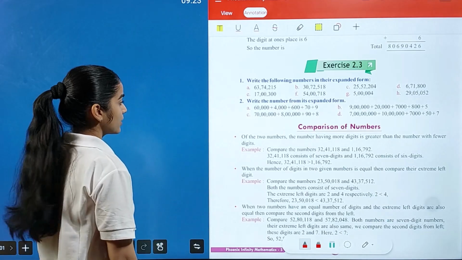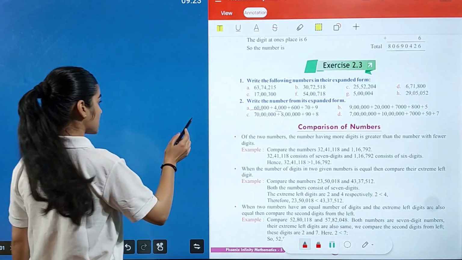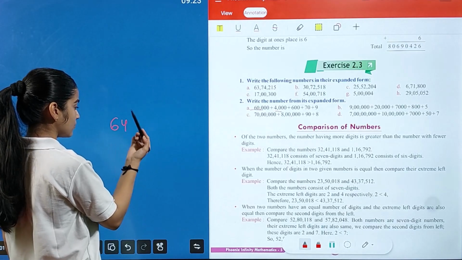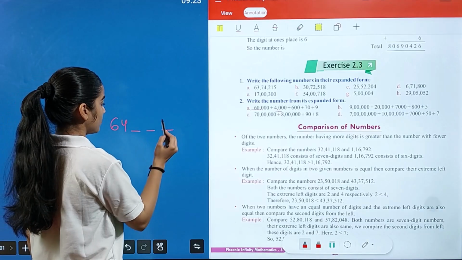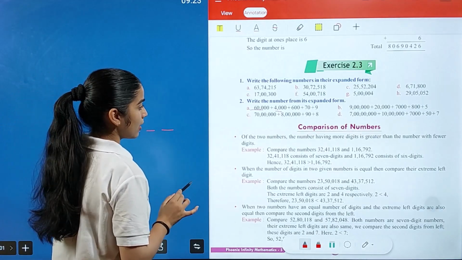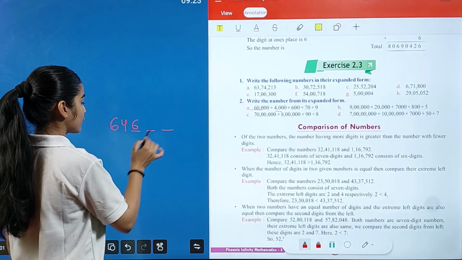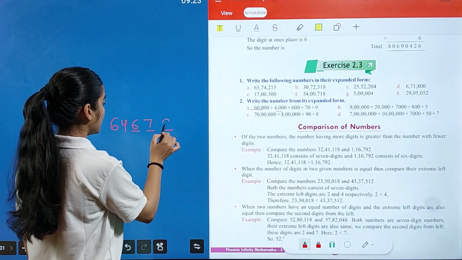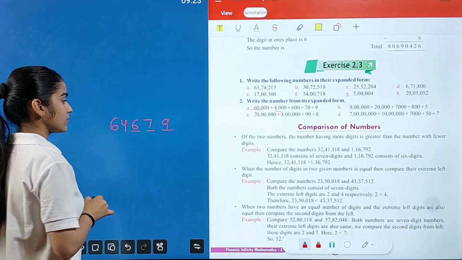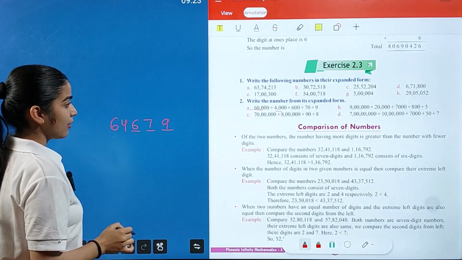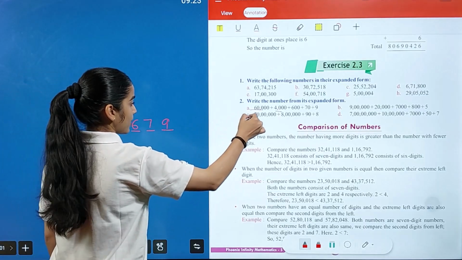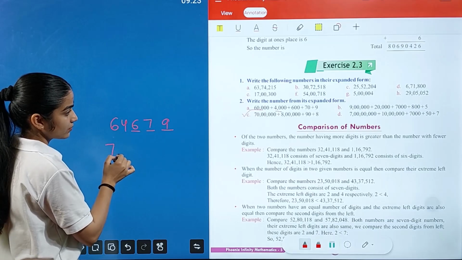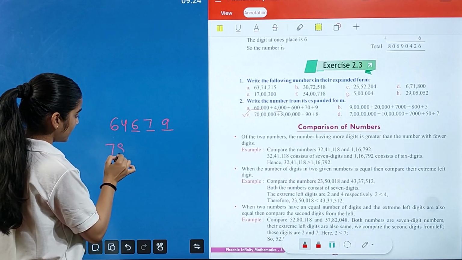Now write the numbers from its expanded form. So first we have 60,000 and 4,000, which is your 64,000, and after 64,000 we know that we have 3 blanks. Now 600. So we write 6, leave 2 blanks, then 79. So this will be your 7 and 9. So 64,679. Next, if we have part C, 70 lakh and 8 lakh. So 78 lakh.